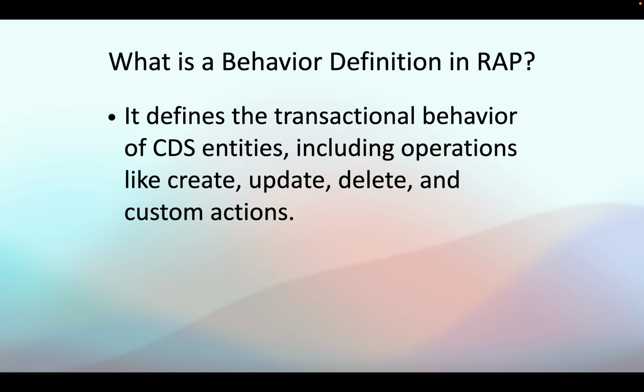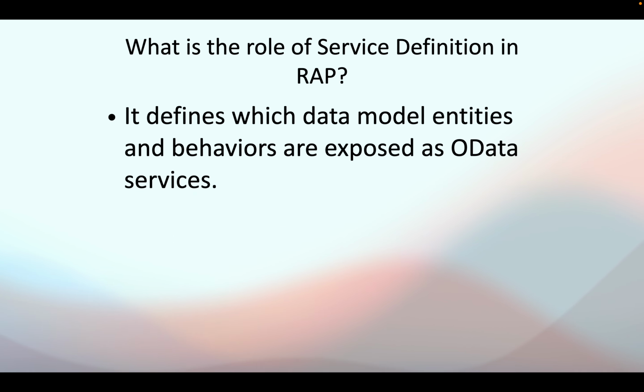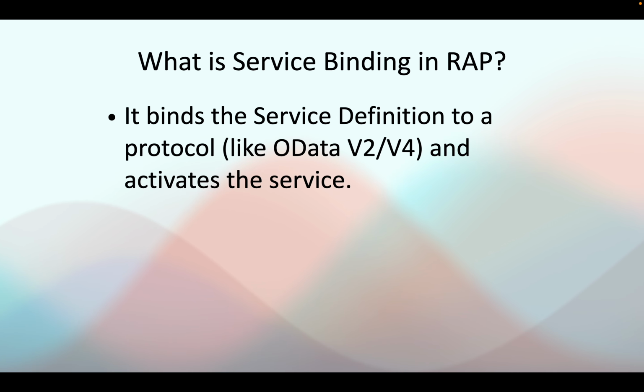So what is a behavior definition in RAP? It defines the transactional behavior of business entities, including operations like create, update, delete, and custom actions. What is the role of service definition in RAP? It defines which data model entities and behaviors are exposed as OData services. What is service binding in RAP? It binds the service definition to a protocol like OData v2, v4 and activates the service.